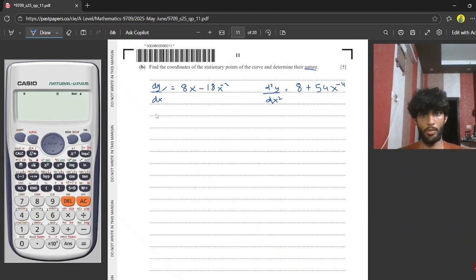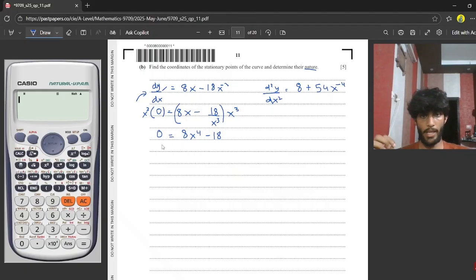Right, so what we can do now is put the derivative equal to 0, because we're trying to find the stationary points. This is going to be 0 equals 8x minus 18x to the power negative 3, or I can write it a bit differently, as 18 over x to the power 3. Then I can multiply both sides of the equation by x to the power 3, and so this thing is going to become 8x to the power 4, and this thing is just going to become 18. So what I did over here is multiply both sides of the equation by x to the power 3.